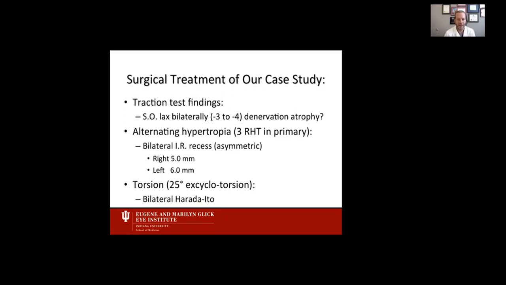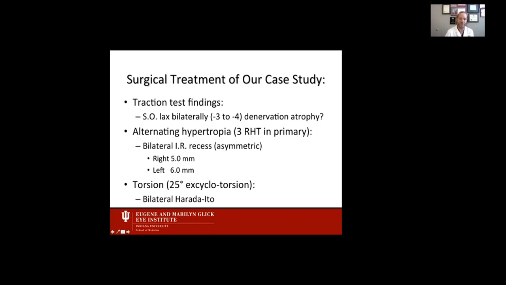So in our case study, she had bilateral superior oblique laxity, which is interesting to find on her traction testing, because usually we think of laxity as something with congenital palsies. And so to have it on an acquired palsy, not real typical, but it can happen. She has this primary position deviation of 3 prism diopters. So we did this asymmetric inferior rectus recession, more on the left side because she's got a right hyper, to try and collapse that out of there.